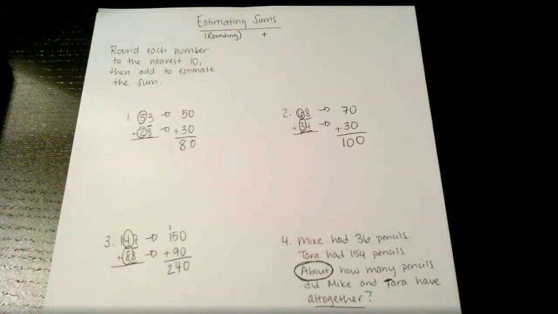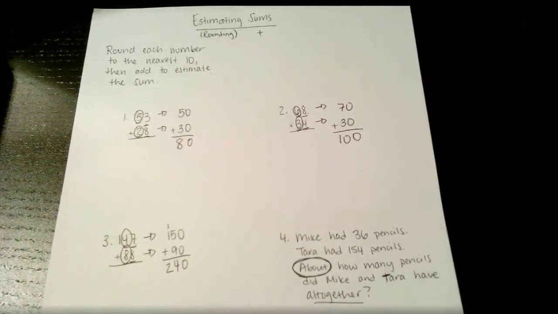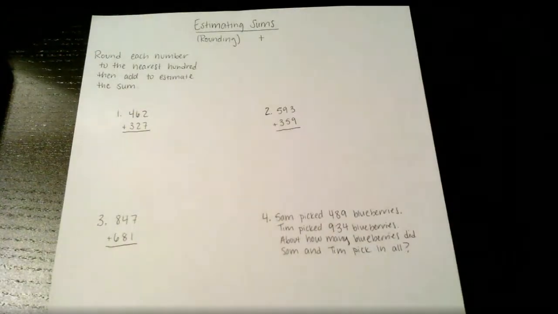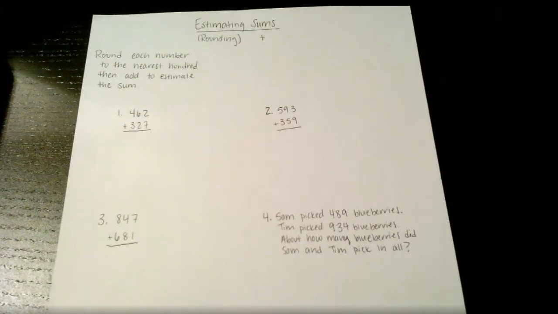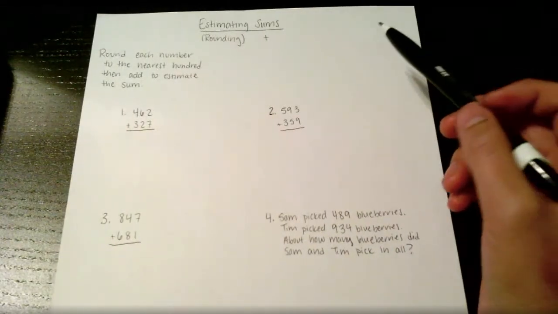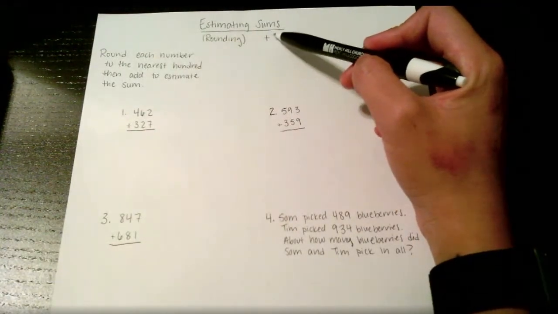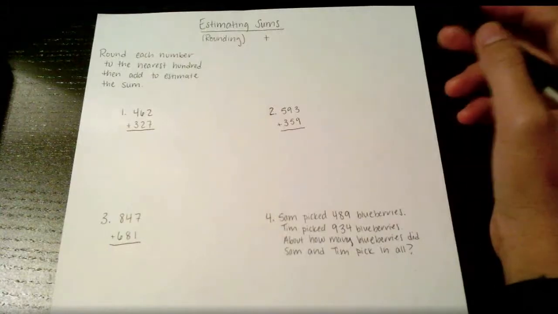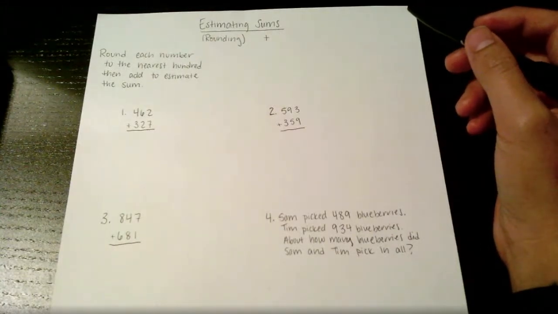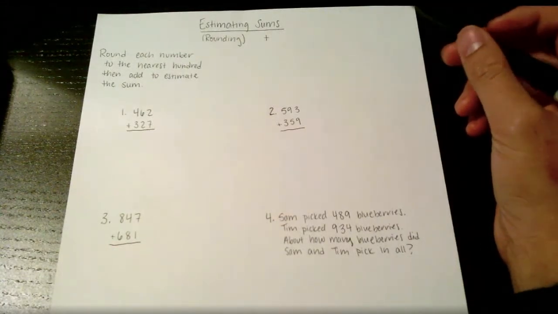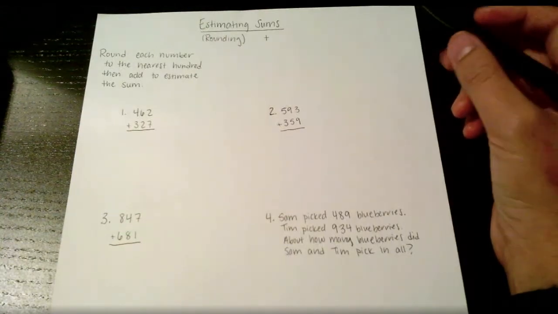Alright, so that's rounding to our tens place. Now let's look at rounding to our hundreds place. So again, same thing. We're estimating sums, so we're adding, okay? Our directions tell us to round each number to the nearest hundred, then add to estimate the sum.